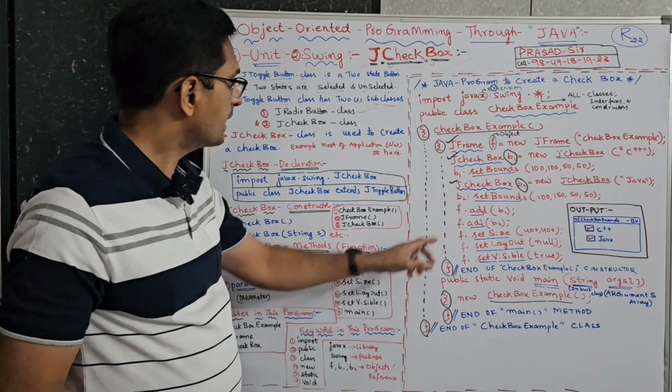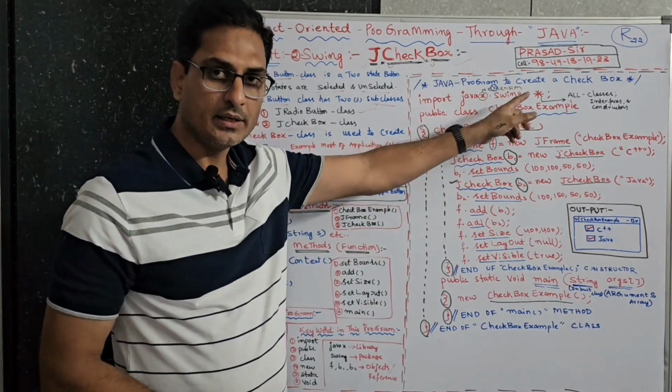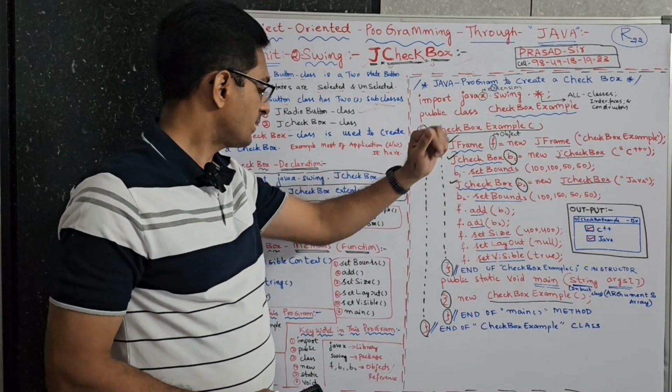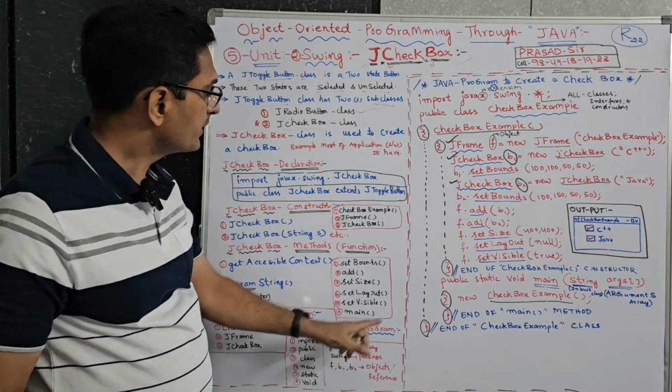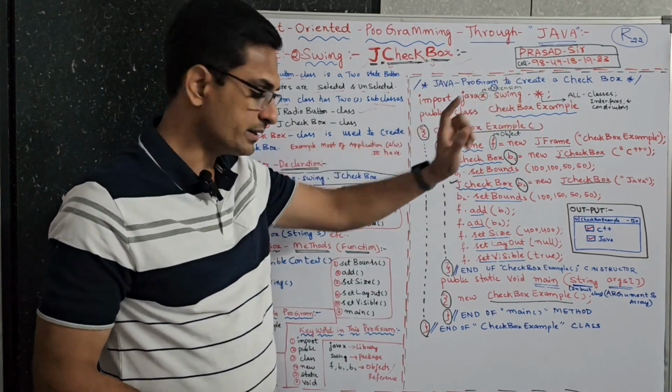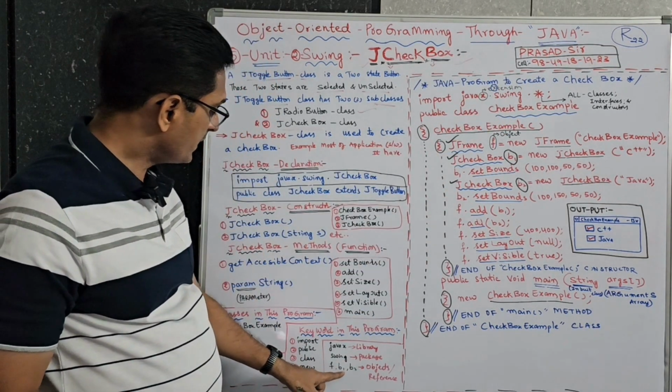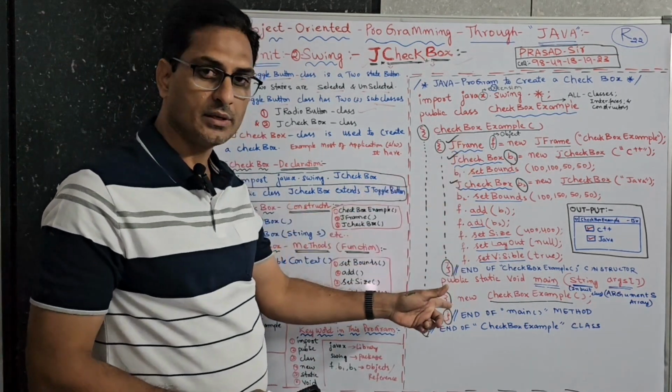Javax is a library. X means extension of the Java library. Swing is a package. This should be in small letters. And F, B1, B2, these are the objects, right?